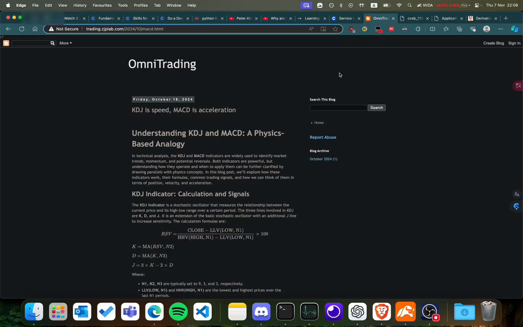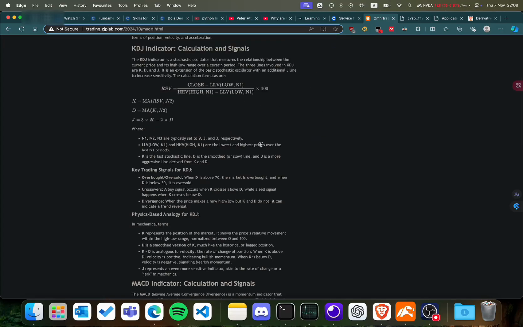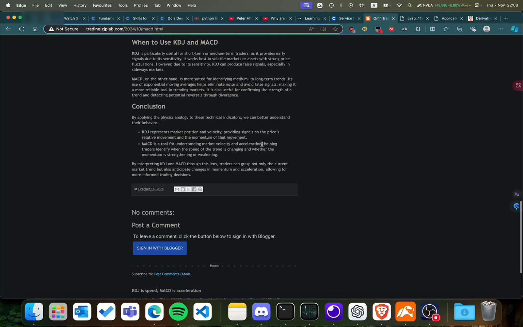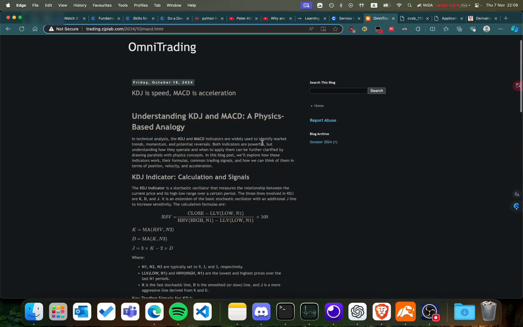If you do trading, you will probably encounter a lot of technical analysis charts. Among these charts, the KDJ signal and MACD signal are fairly common. But when you encounter KDJ and MACD, the formula and the way they construct the signal is pretty convoluted. You have no clue what the intuition behind these signals is.